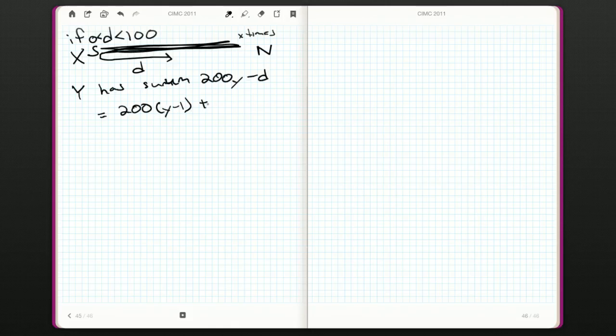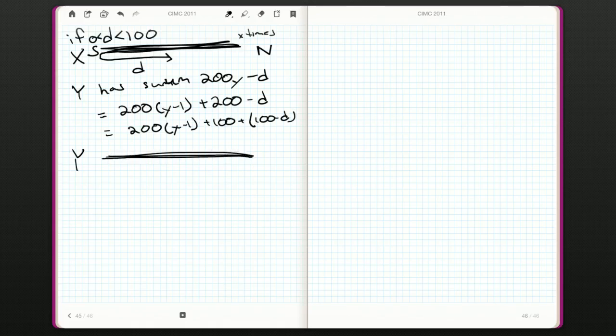But we could rearrange that and say that he's actually swum 200Y minus 1, so however much that is, plus 100, so he's gone all the way back to N, and then he's come back from N, 100 minus D. So he's come back to S, he's gone to N, and now he's come back 100 minus D.